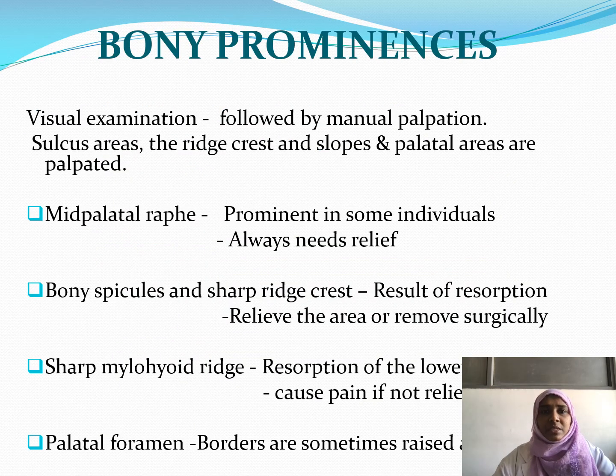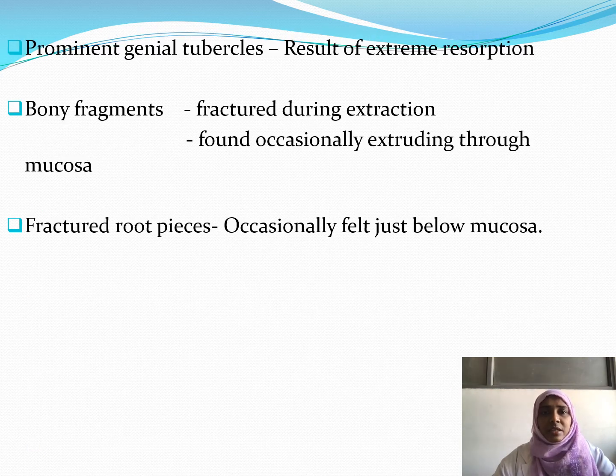Coming to the bony prominence, visual examination followed by manual palpation should be done, and the mid-palatal raphe should be checked. If any prominence is there and relief is needed, bony spicules and sharp ridge crest and sharp mylohyoid and palatal foramen borders are to be palpated and checked, and a prominent genial tubercle results from extreme resorption, bony fragment or fractured root pieces.